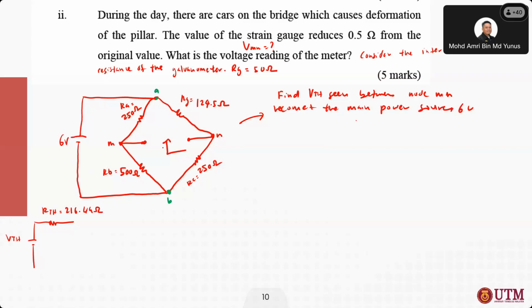So this looks like a voltage divider circuit. Two parallel voltage divider circuits. So it looks like this. I think we have done this before. 250 ohm and plus minus VM.